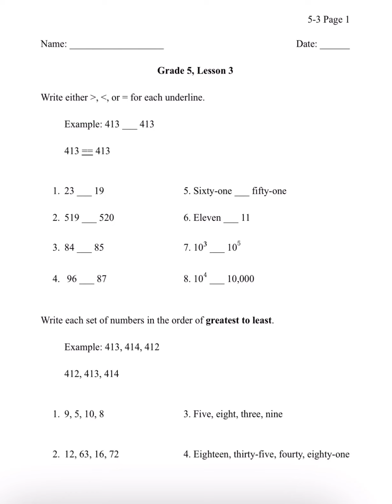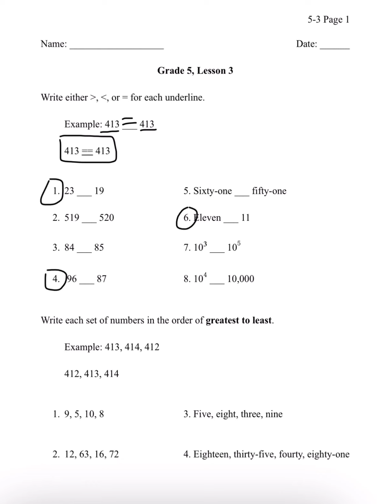First, it asks us to write either greater than, less than, or equal to for each underline. The example here shows 413 and 413. We can see that they're the same numbers, so we put the equal sign as the answer. So I'm going to be going over numbers 1, 6, and 4.